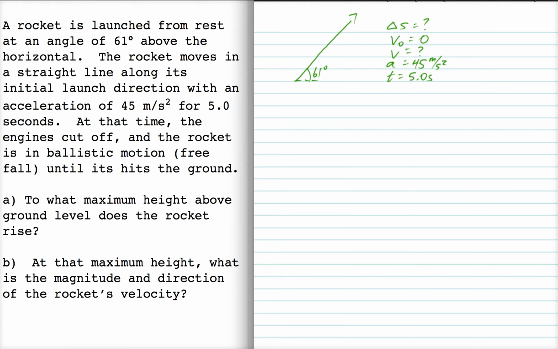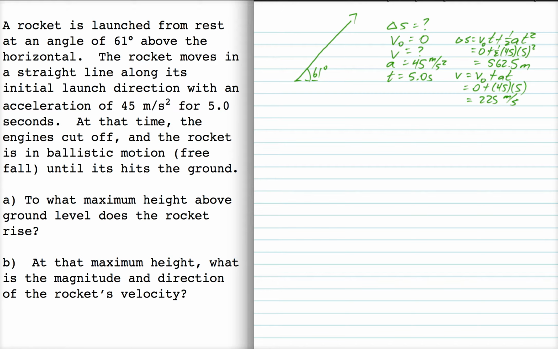Alright, so let's go ahead and solve for what we don't know. I have that delta S can be solved. So that's 0... Okay, so that's 562.5 meters. At the same time, I can solve for the final velocity, which I need because that's going to be the initial velocity for part 2. So that's going to be 225 meters per second.